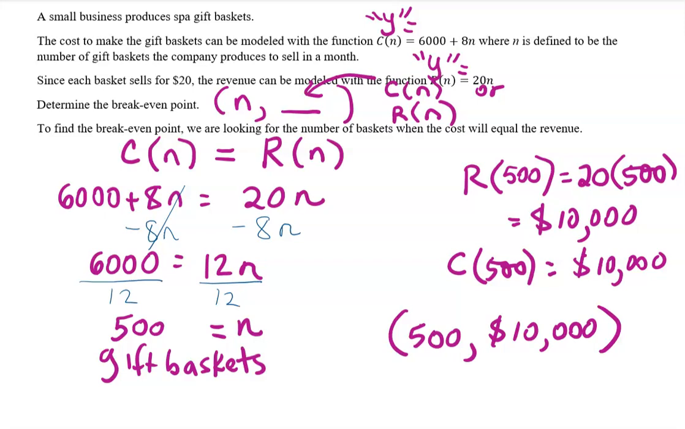Another way to look at the break-even point is this is the point where the profit would be 0 because the cost to make the baskets is the same as the amount of money you get from selling the baskets.